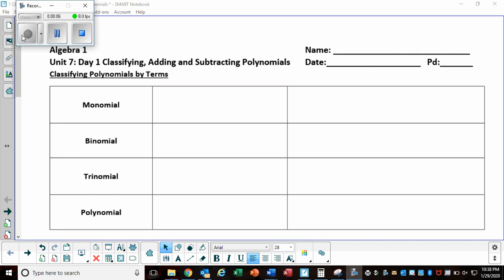We're already moving on. So Unit 7 is all about polynomials, and we are going to start off by learning how to classify them, add and subtract them. Okay, so let's go ahead and get started.